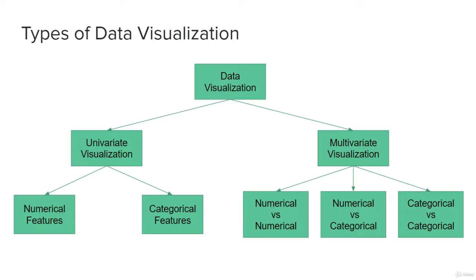So we have studied types of data visualization in statistics. Let's go through them once more so that we can have a better understanding of what we're trying to visualize. In data visualization, we have 2 types, univariate and multivariate. Univariate is further divided into numerical and categorical features, and in multivariate we're taking 2 features and plotting them against one another. We have numerical versus numerical, numerical versus categorical, and categorical versus categorical. So this is the hierarchy for data visualization, which we're going to use to implement in Python.